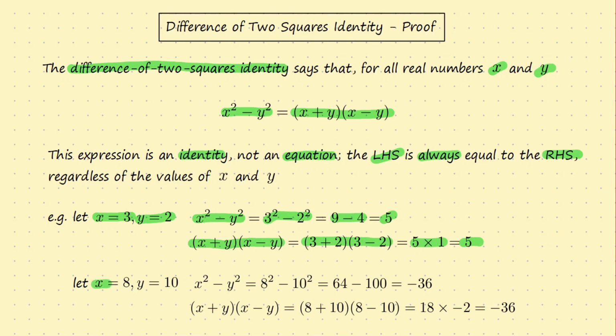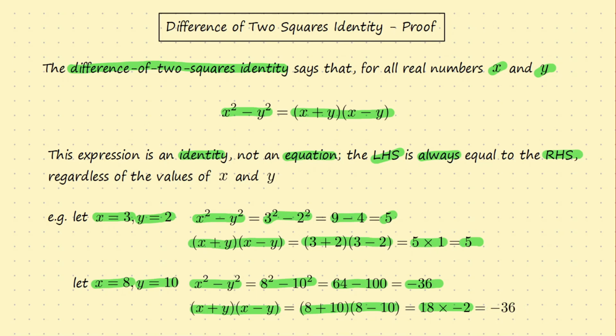If we take x equals 8, y equals 10, then x squared minus y squared is 8 squared minus 10 squared, which is 64 minus 100, which is minus 36. x plus y times x minus y is 8 plus 10 times 8 minus 10, which is 18 times minus 2, which is minus 36. So both sides are the same.